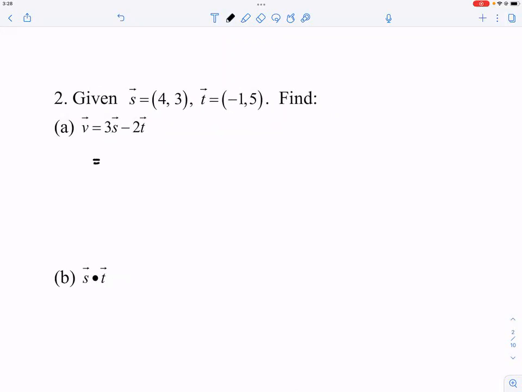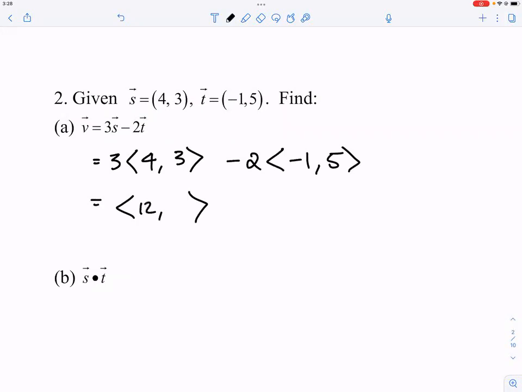these multiples or subtraction. So we have 3 times 4 comma 3 minus 2 times negative 1 comma 5. Okay, so if you have 3 times the vector S, so 3 times 4 is 12, 3 times 3 is 9. And then you have 2 times negative 1, it's negative 2. And 2 times 5, it's 10. So I'm keeping the minus on the outside.